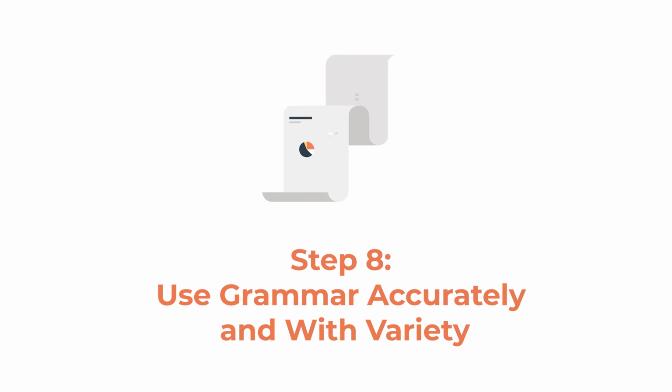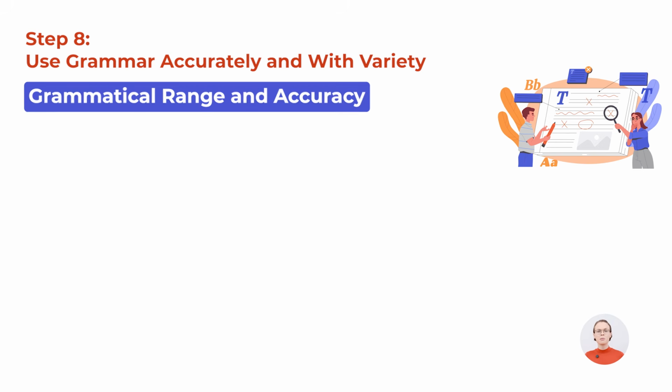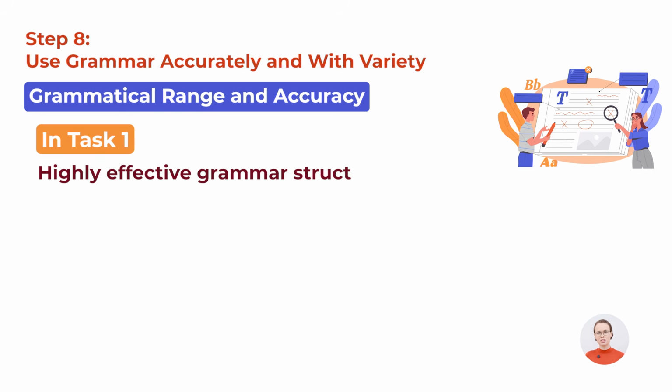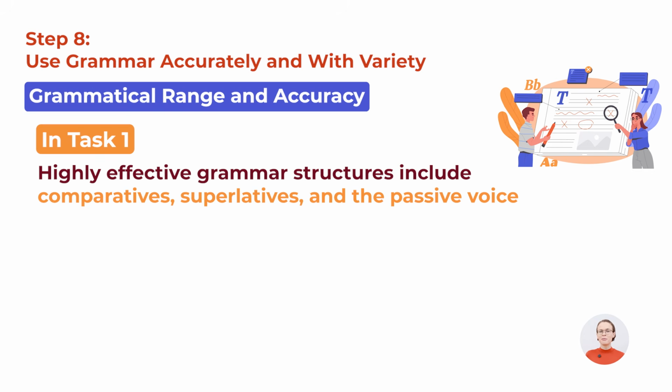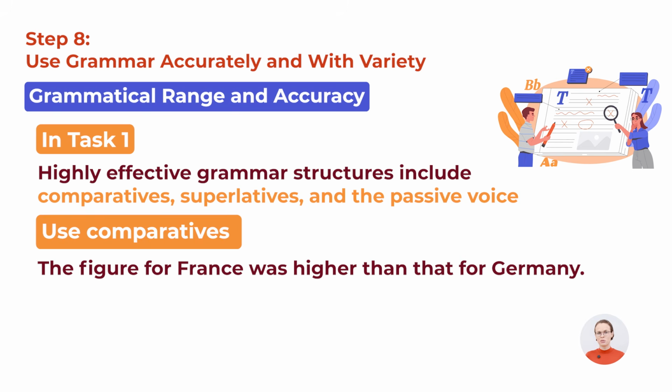Step 8 is about grammar. This covers the fourth scoring criterion, which is grammatical range and accuracy. To score well here, you need to use a range of grammar structures correctly. In Task 1, some of the highly effective grammar structures include comparatives, superlatives, and the passive voice. Use comparatives to compare data points. For example, the figure for France was higher than that for Germany.